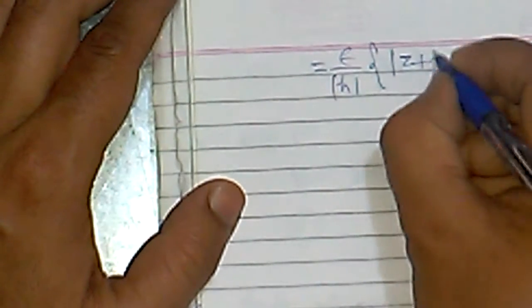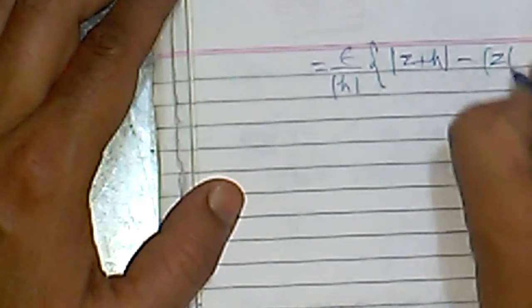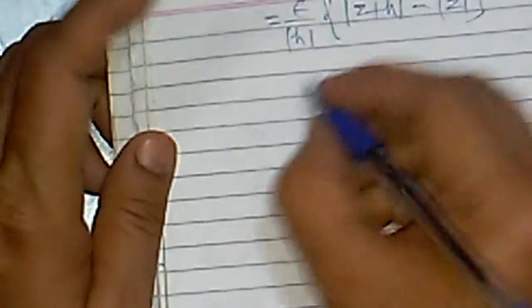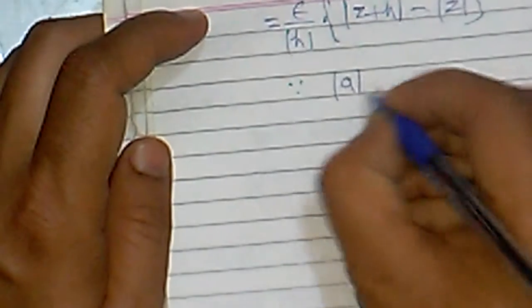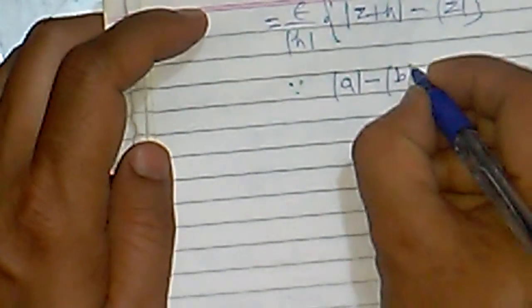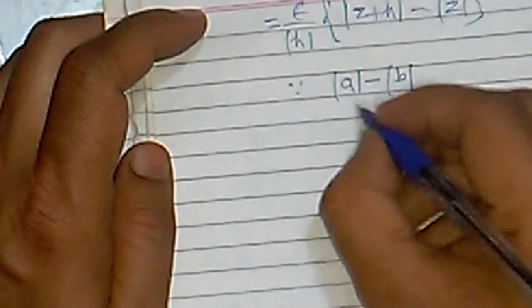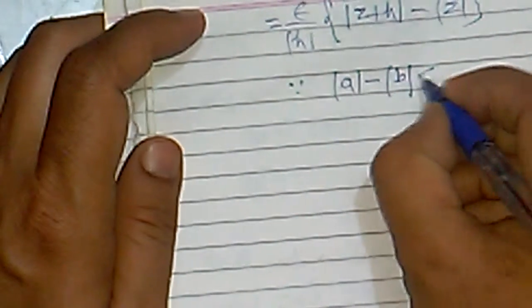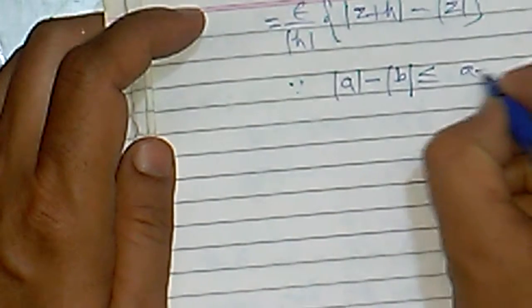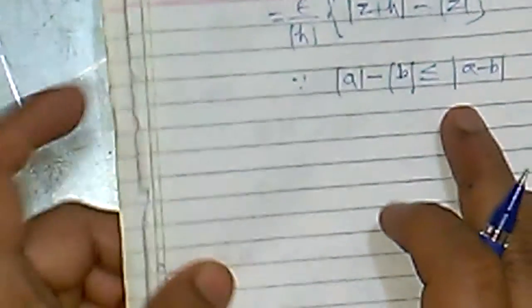So we write on the next page: it is equal to epsilon upon modulus of h, and here we write modulus of z plus h minus modulus of z. What we know is the triangular inequality: modulus of a minus modulus of b is less than or equal to modulus of a minus b, for real numbers a and b.